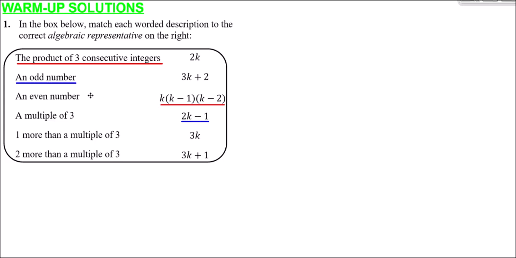Okay, so carrying on. Even number. This is easier, really. I probably should have put even before odd, but an even number, I'm hoping you'll agree, is obvious, is going to be just 2k. Because an even number is just any natural number multiplied by 2. A multiple of 3, hopefully in a similar way, is just as easy. A multiple of 3, we can say is 3k. One more than a multiple of 3, we can say is 3k plus 1.